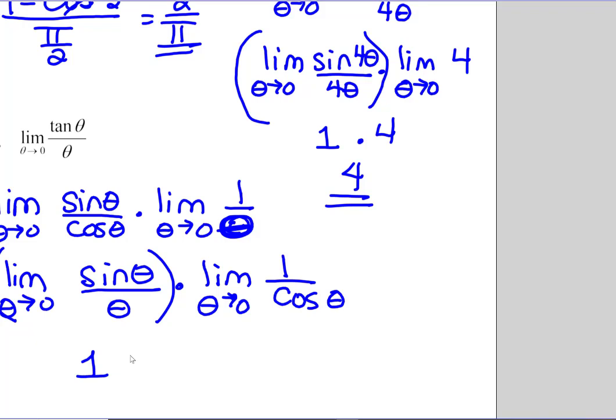And if you think about 1 over cosine of 0, that's also 1. So 1 times 1 gives us the limit of 1.